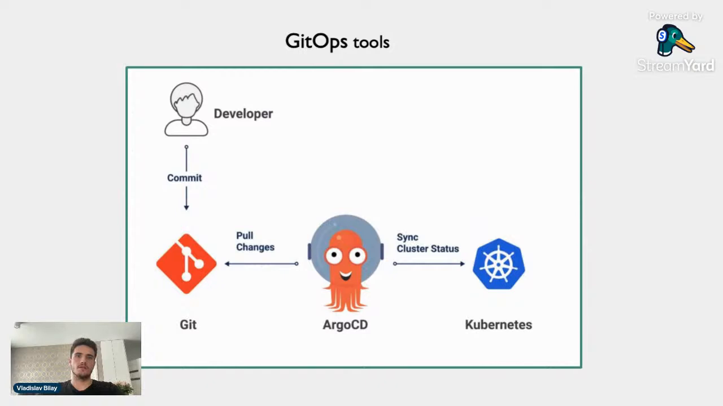The next one is GitOps. GitOps is a powerful approach to managing infrastructure as code using a Git repository. Tools like Argo CD enable automatic synchronization between your Git repository and your Kubernetes cluster, simplifying deployment and configuration management.